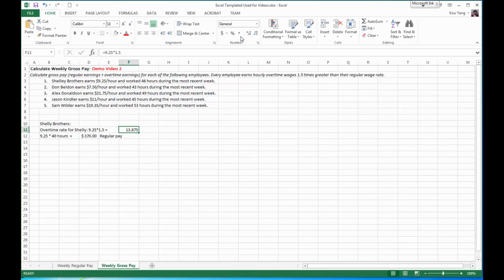This is her overtime rate. I'm going to do that for every employee, the OT rate, and I'll highlight that for each employee so that you know. So the overtime rate for Shelly is $13.88.